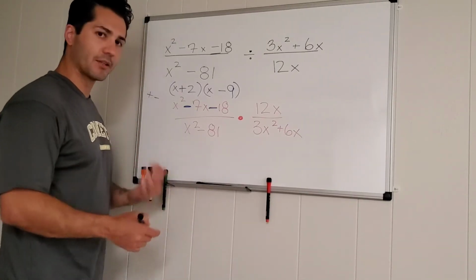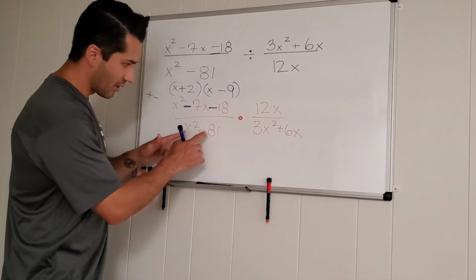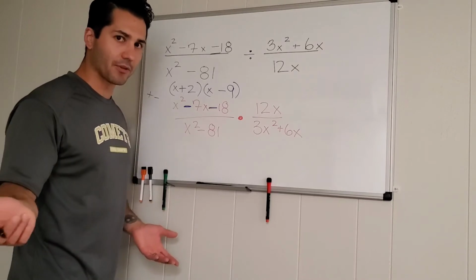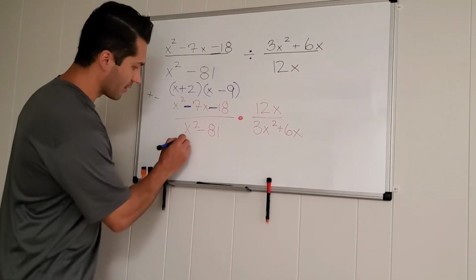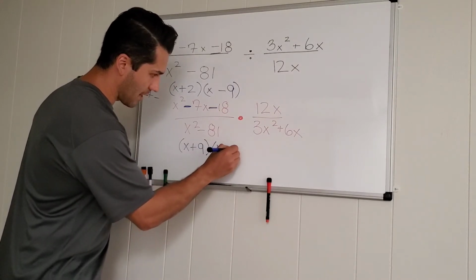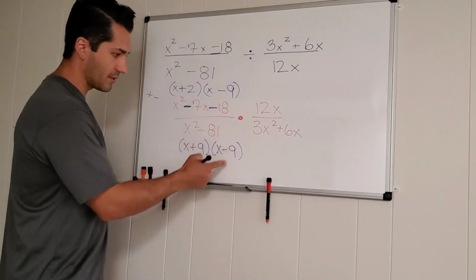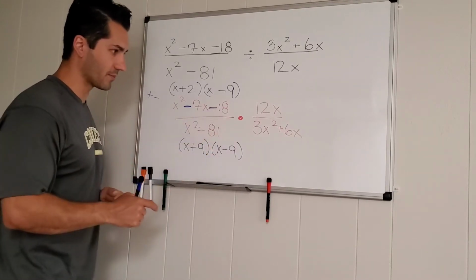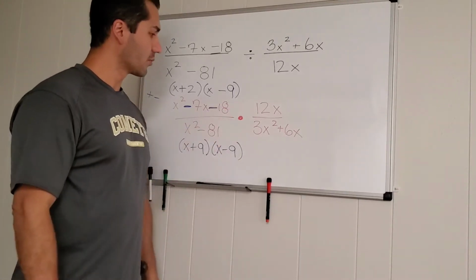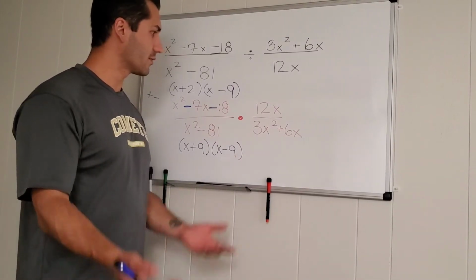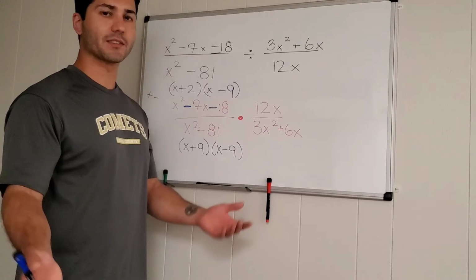Difference of squares. How do I know it's the difference of squares? It's the difference of two squares. Once again, not very original with their naming process. This factors to x plus 9, x minus 9, because the square root of 81 is 9. 9 squared is 81. Difference of squares. And 12x, it's just 12x.